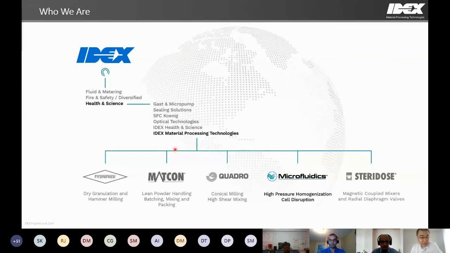Microfluidics is under our parent company, IDEX. We are part of the Material Processing Technologies, or MPT platform, under IDEX's Health and Science Technologies segment. Some of you may already know or be familiar with our other brands under MPT, but recently we just welcomed our 5th brand, Ceradose, to join our platform.